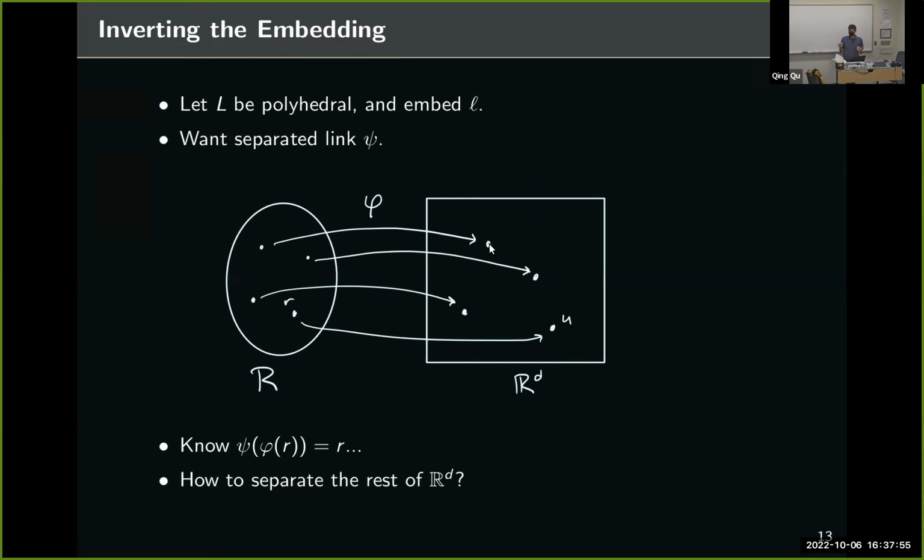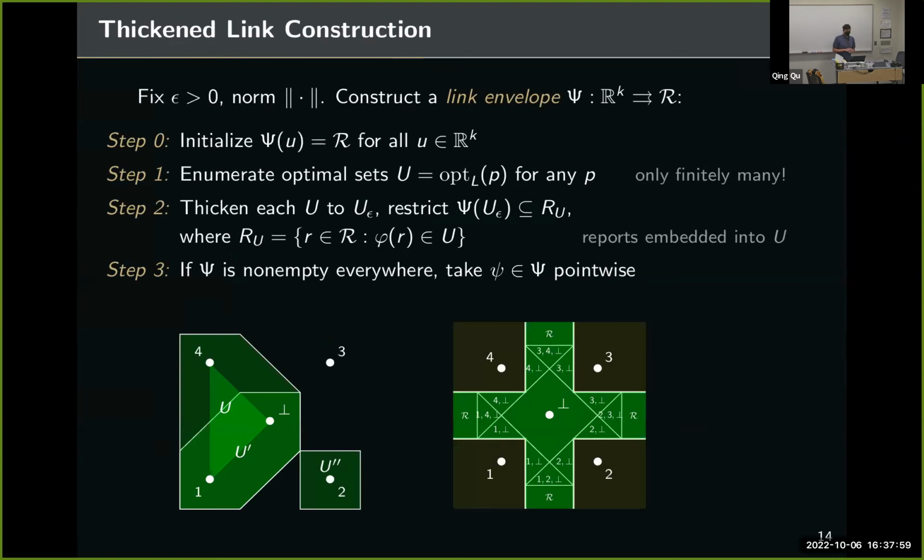But it's not clear what to do in the rest of the space. The idea is essentially, and I'll go a little fast through this, but I'll give you the taste of it, to construct some link envelope. You pick the epsilon and some distance, and you enumerate all the possible optimal sets for the surrogate.